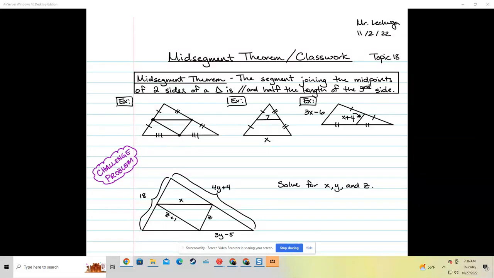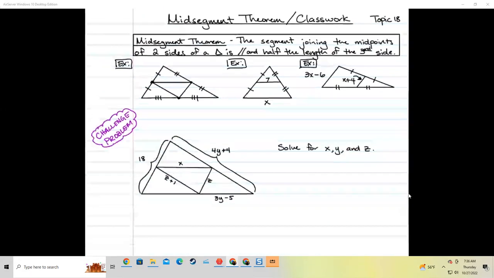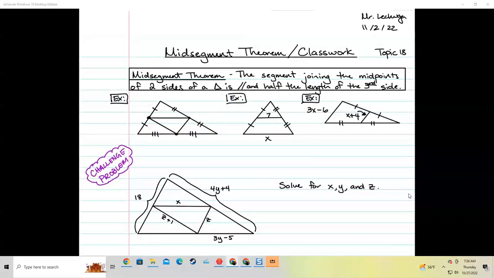All right, today we're going to be covering the midsegment theorem, and it says classwork because honestly, the notes for this one are really, really short. It's a pretty okay, easy idea considering the stuff that we've been doing prior. So the midsegment theorem states that the segment joining the midpoints of two sides of a triangle is parallel and half the length of the third side.